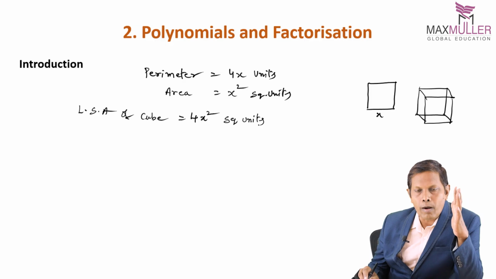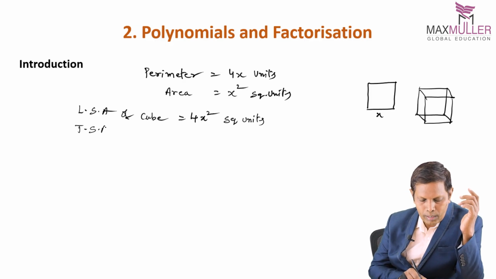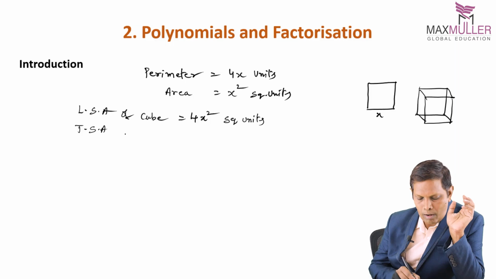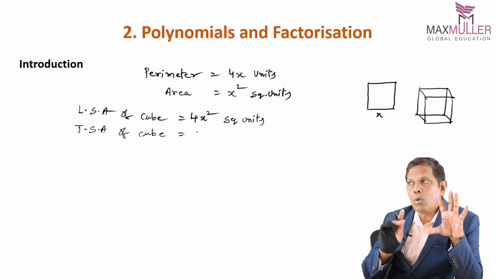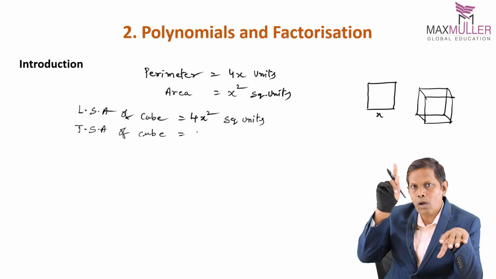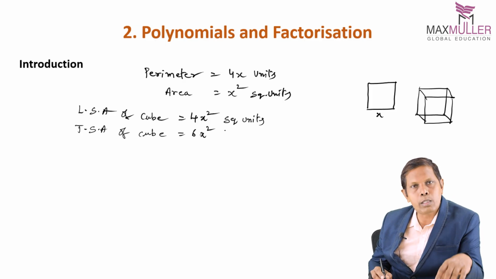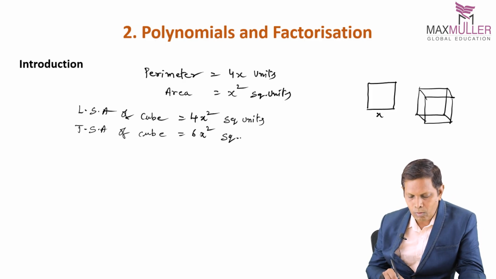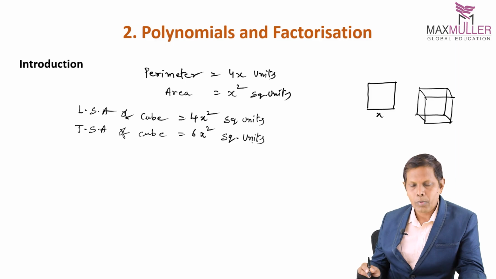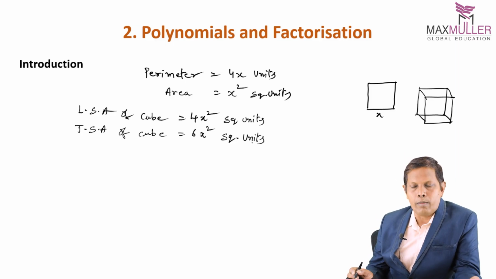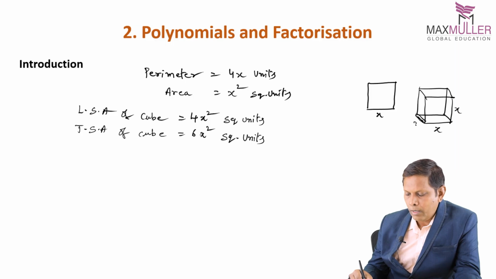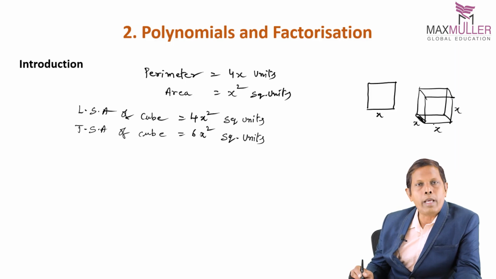After that, the total surface area. What is the total surface area of a cube? Total means the area of 4 walls, top and bottom. So you will get 6 into side square, 6x square, in square units. Here I am taking the side as x units, the height is also x, and the width is also x.